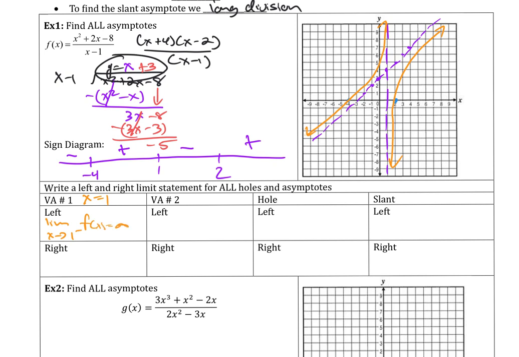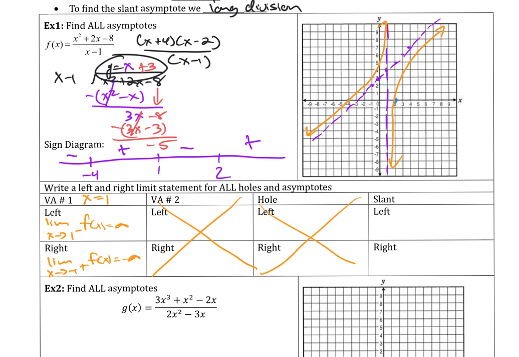If you look at the right side, again, we're going to trace our function. I see on the right side of that vertical asymptote, it's definitely going down. So I know that my limit is going to negative infinity. All right, we do not have another vertical asymptote, so we can ignore that for now. We also do not have a hole because we didn't have a common factor that would cancel out, so we can ignore that as well.